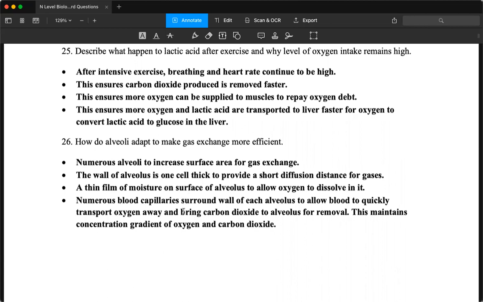But for blood capillary, it's a bit lengthy. You must talk about what this blood capillary does. What does it transport away? What does it transport towards the alveolus? And how does it maintain the concentration gradient. By the way, it's important to be careful with plural and singular. They will penalize students based on that. So if you say one alveolus, singular, but there are more than one, it is alveoli, okay, something like that.